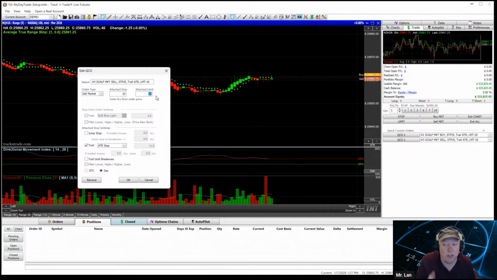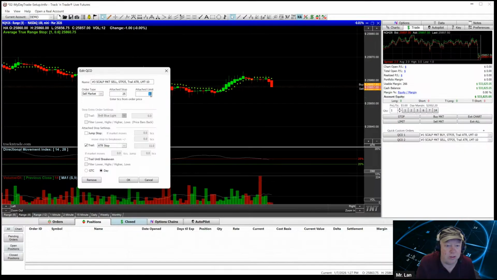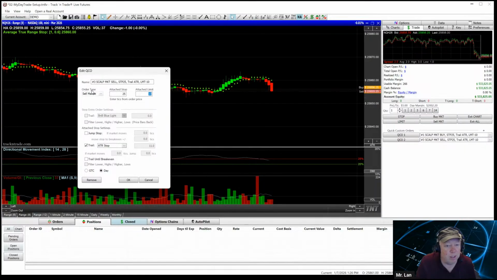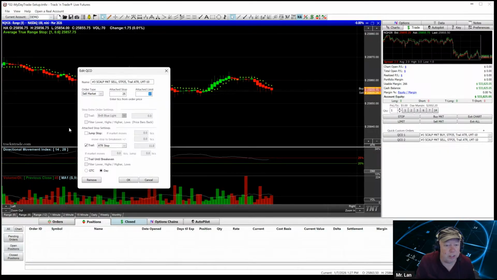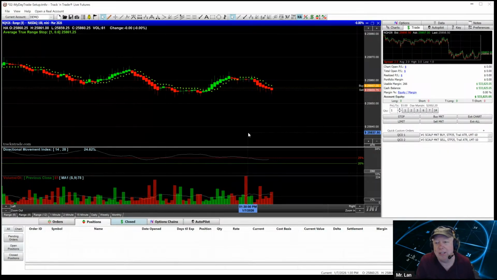I'm going to show you a little trick that you can use on this so it's not confusing. And this is the sell market side. So we're going to put a stop, but the stop is going to immediately jump to the ATR stop, which is that little green dot. And the whole name of the game is really keep it simple, keep it simple, keep it simple. Kiss, kiss, kiss.